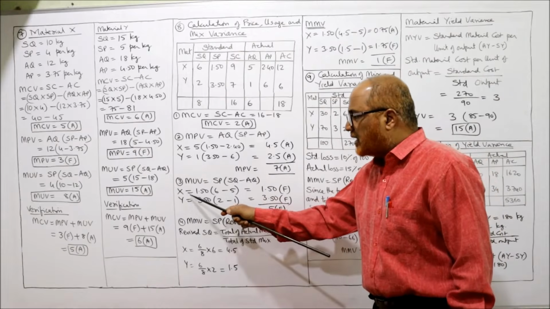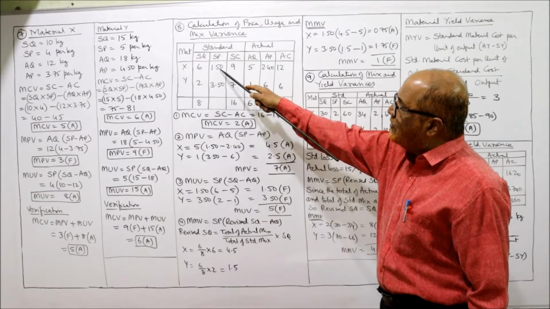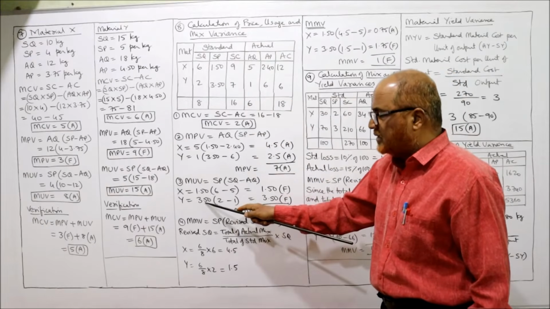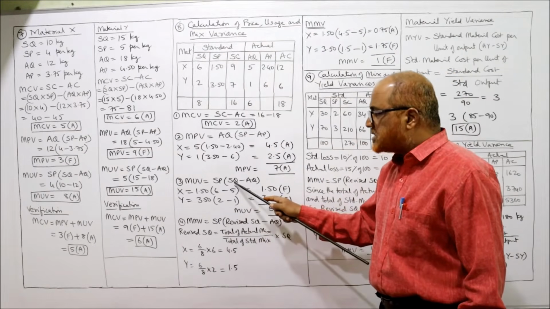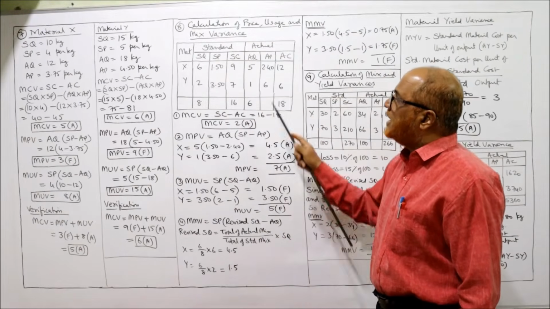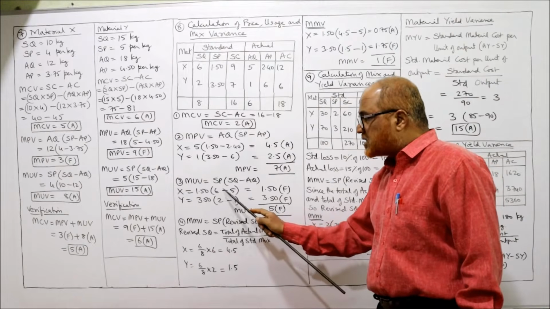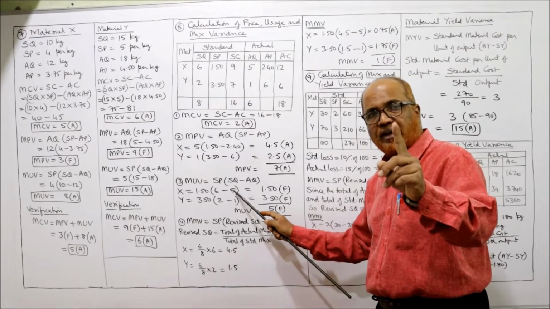Now for each material we will calculate MPV. What is the SP for both the materials? Here you can see 1.5, 3.5, into SQ minus AQ. What is SQ here? 6.2. I have taken 6.2, minus AQ. AQ is 5.1. First in bracket, 6 minus 5 is positive 1.